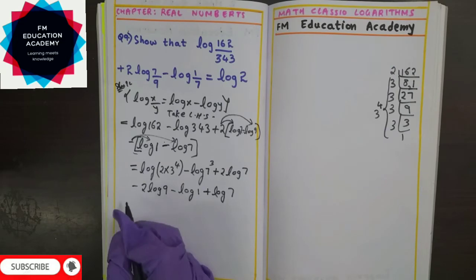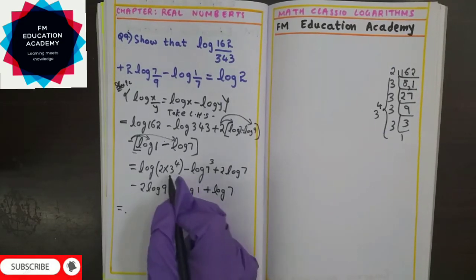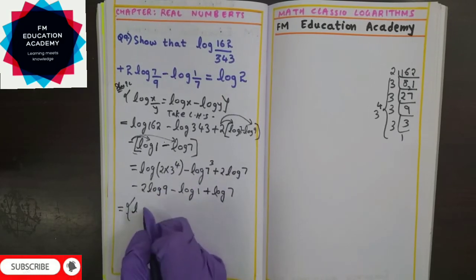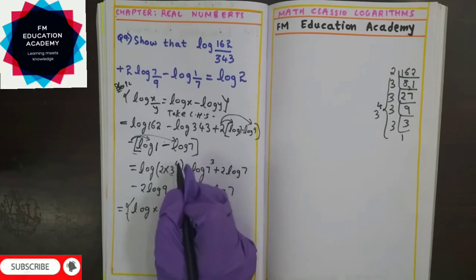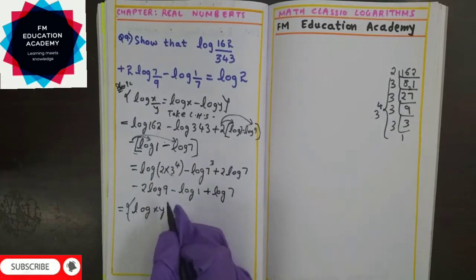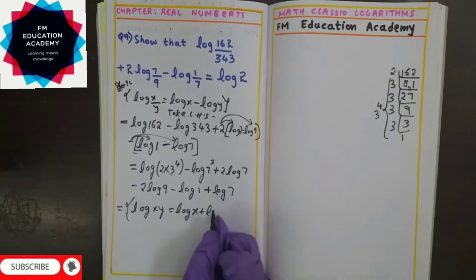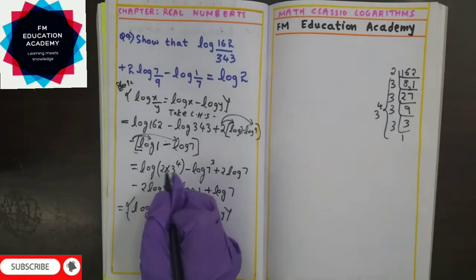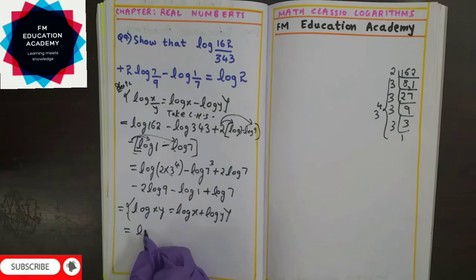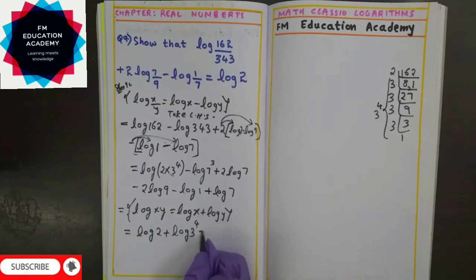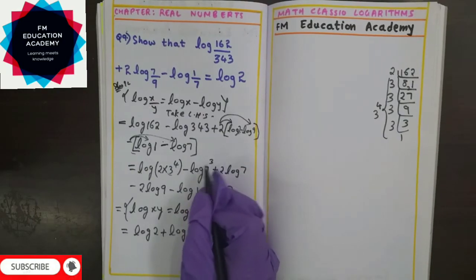Now observe, we know that log 2 into 3 power 4 is in the form of log x into y. What is log x into y? This y is 3 power 4 and x is 2. So log x into y is log x plus log y. So I can write log 2 into 3 power 4 as log 2 plus log 3 power 4 minus, this is in the form of log x power n.